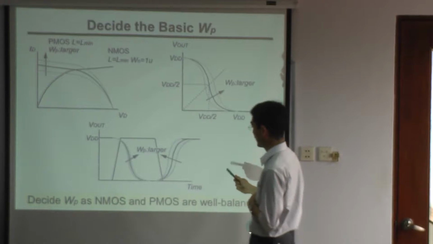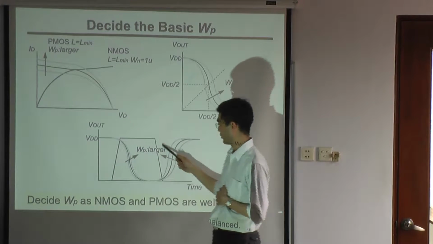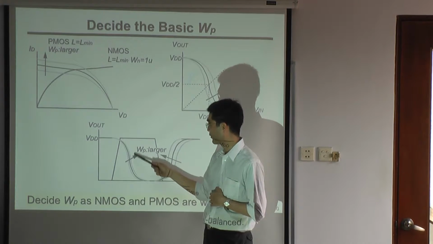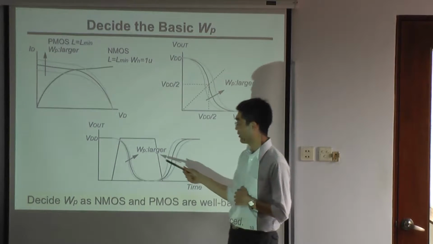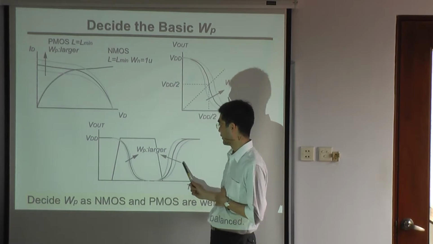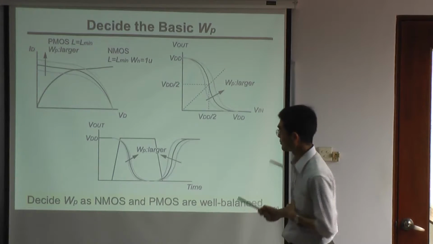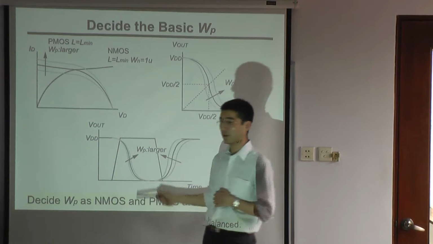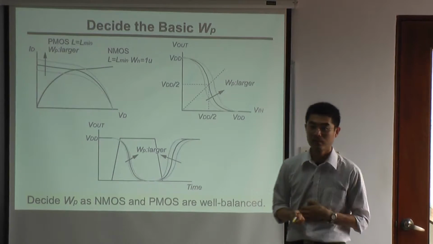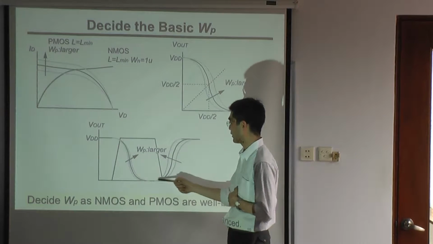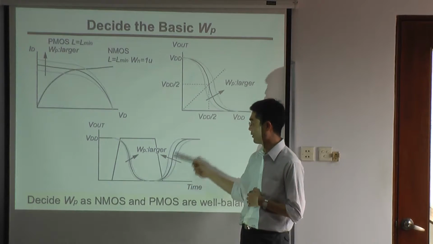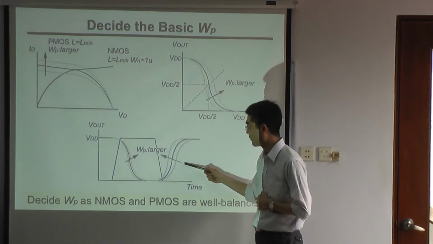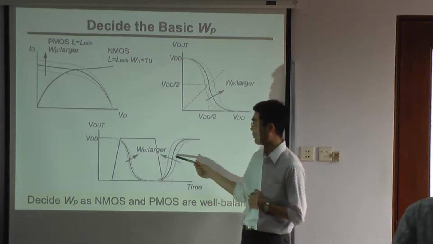And also you will run a transient simulation. This is the input and this is the output. And you will see the output curves like this. And larger WP will move like this one. Because this is a rising input and this is a falling input, the falling output is decided by NMOS, and the rising output is always decided by PMOS. So the rising output performance will change if you change the WP.